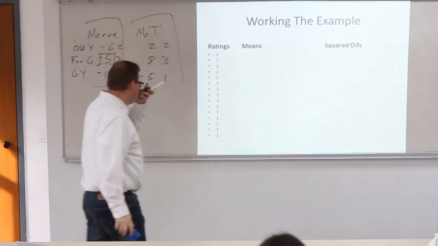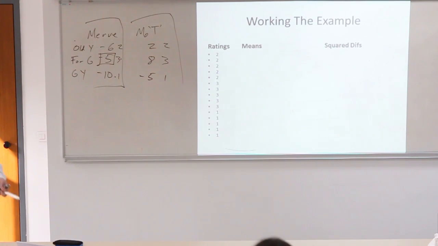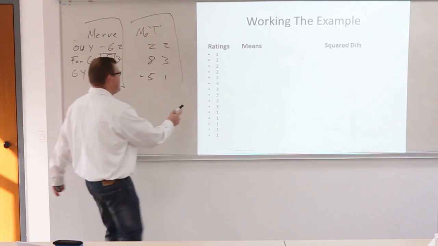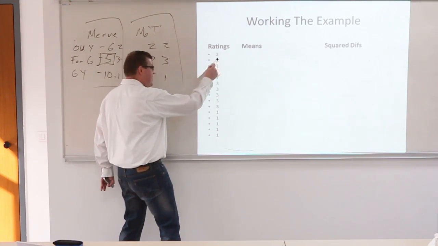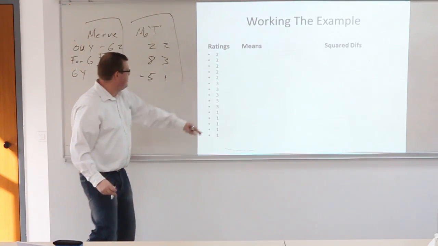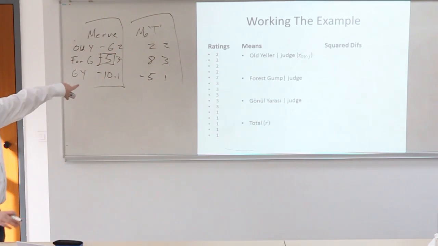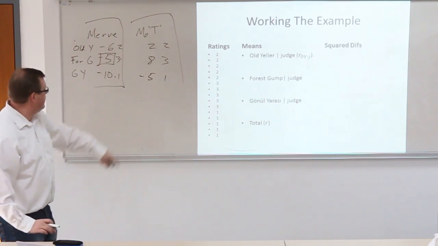So, let's work through the example. Here we have the ratings. When we did the ratings for each individual judge, Aisha said 2, 3, 1, Williams said 2, 3, 1. All of the judges said the first one was 2, the next one was 3, the next one is 1. Now we need to find means. So we need to find the means for Old Yeller.